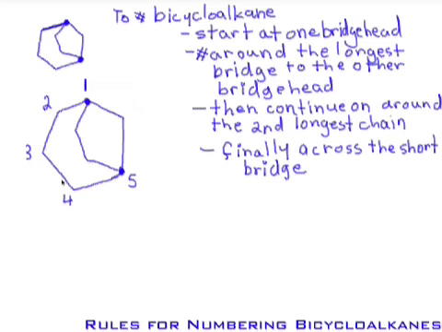Then I continue 6, 7 through the second bridge. Notice I continued from 5. And then I go from 1 to the next bridge, 8. Now I've numbered every position on the ring. So if a substituent appears, I can use that number to localize the substituent. Okay?